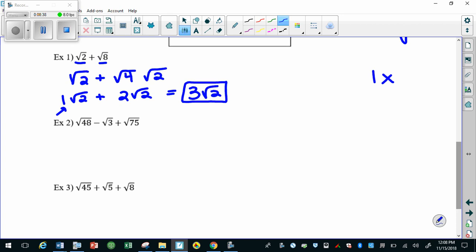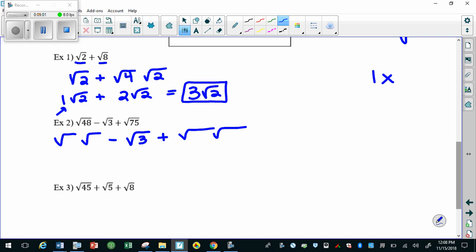Okay, let's try a few more of those. So look at example 2. On the surface, it looks like you can't do a thing because 48 and 3 and 75 are all unlike numbers. But if you really take a second to simplify your radical 48, now minus radical 3 isn't going to go anywhere. And then if you take a minute to reduce radical 75, I think there might be something we can do at the end.